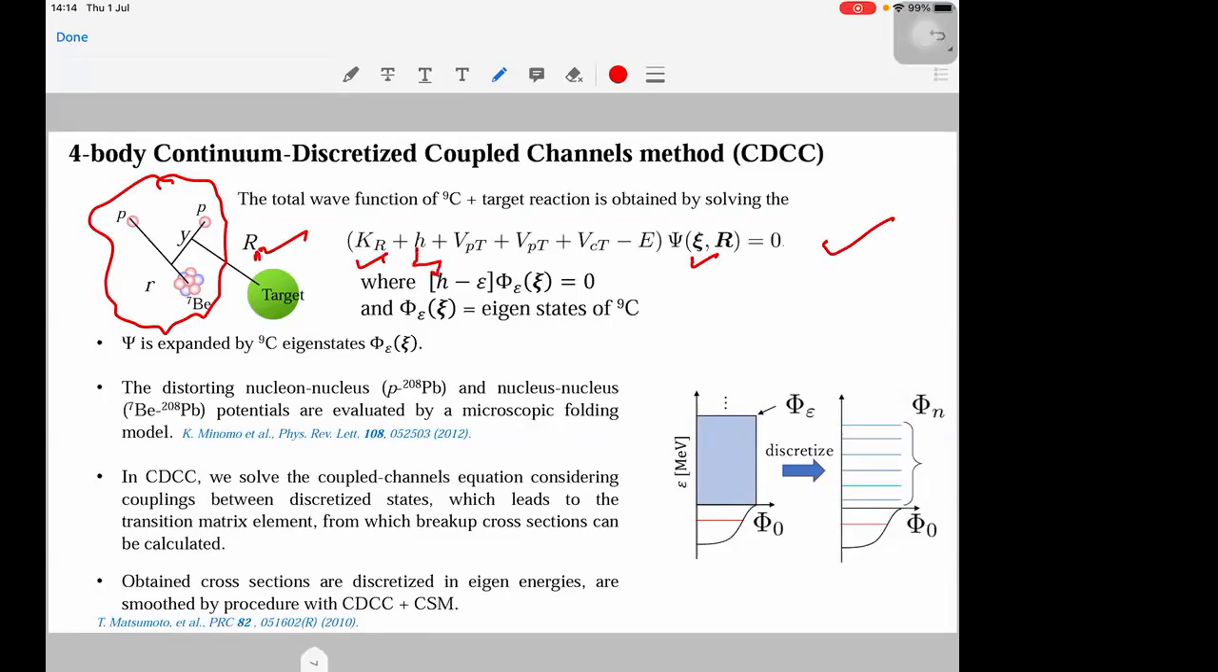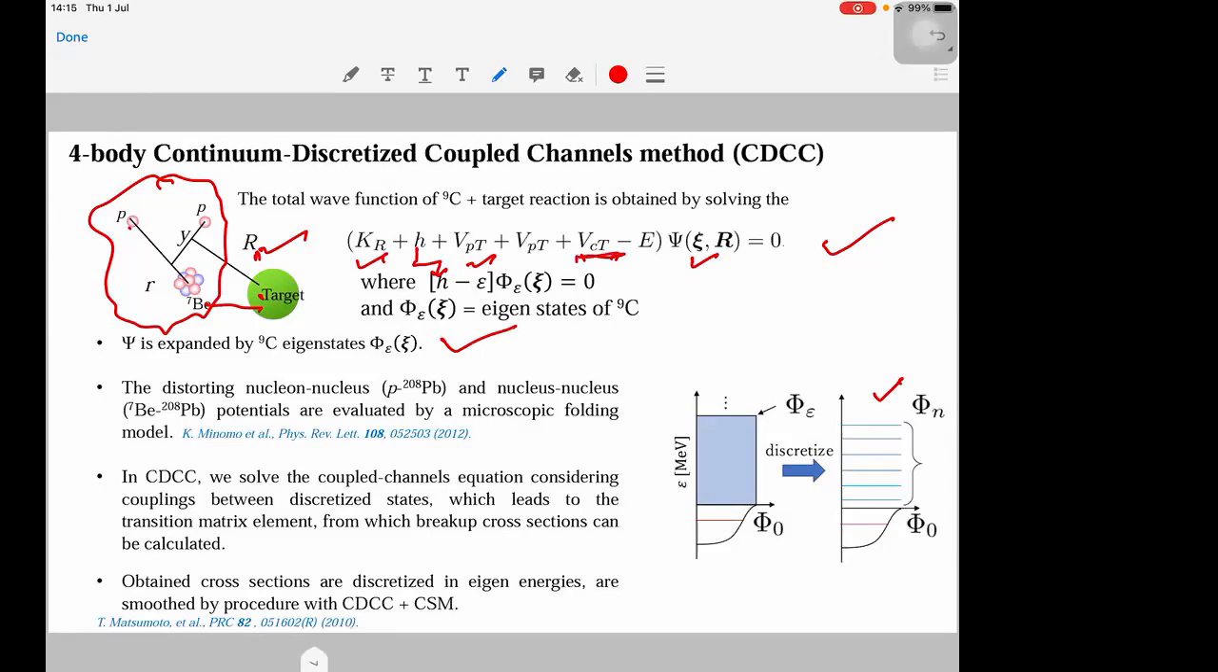H is the internal Hamiltonian of 9carbon. VPT is the interaction between proton and target. VCT is the interaction between core and target. And we solve this equation where the CDCC wave function is expanded by the eigenstates of 9carbon, and we use the pseudostate method to discretize the continuum, in order to plug in the proton-target and core-target potentials.